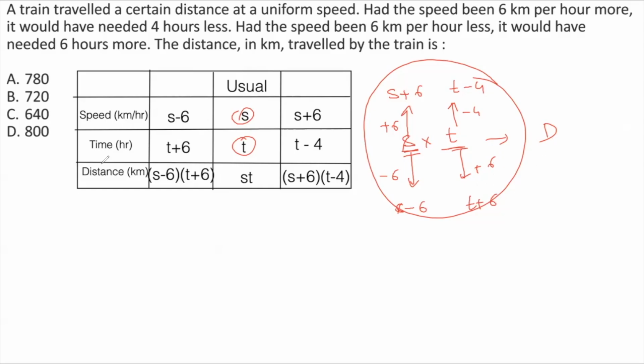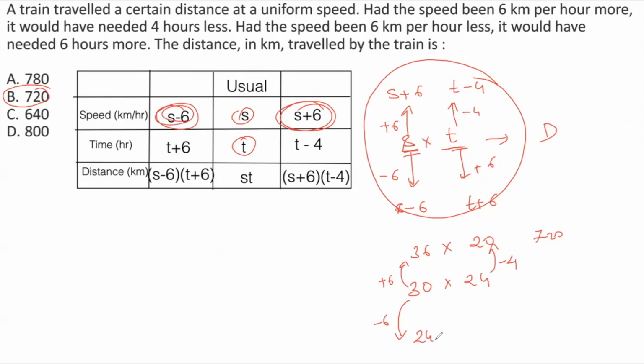And very clearly, this is your B option, 720. If you notice, 720 can be broken down into 30 into 24. When you increase 30 by 6, it will become 36, your speed in the second case. The time needs to become 20 in order to make the product 720, right? So you realize that the time has reduced by 4. Similarly, if I reduce the speed by 6, 30 minus 6, basically in the second case, the speed will become 24, and the product should still remain 720. So time should become 30. And you notice that the time has increased by 6 as per the question. So yes, my answer is 720 kilometers, the B option.